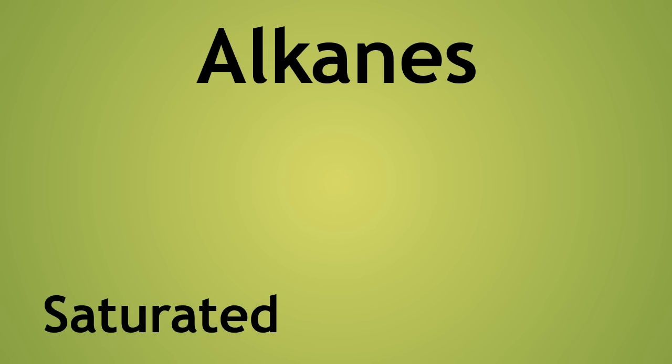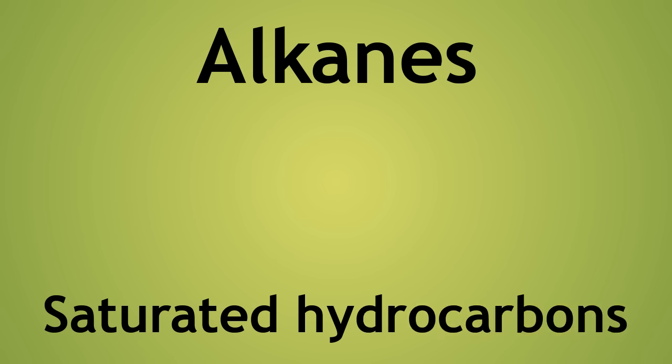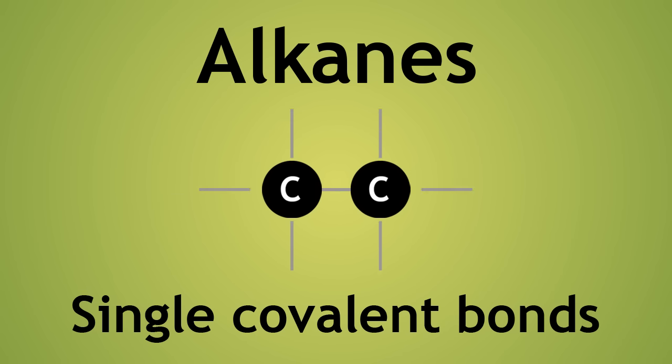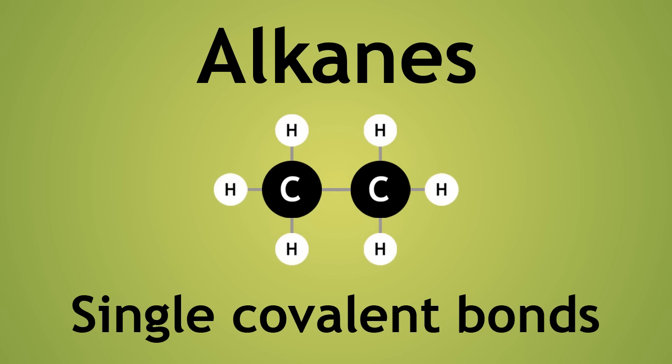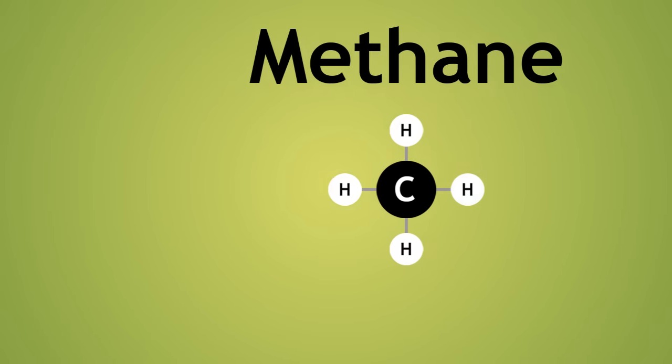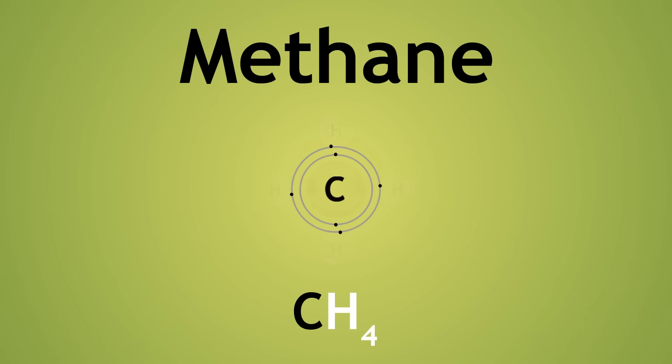Alkanes are saturated hydrocarbons, meaning they contain only single covalent bonds between carbon atoms. A single covalent bond is a shared pair of electrons. Let us take our first alkane in the series, methane, CH4. Carbon has 6 electrons in total, 4 of these being in the outer shell. Carbon, therefore, always needs 4 more covalent bonds to be stable.